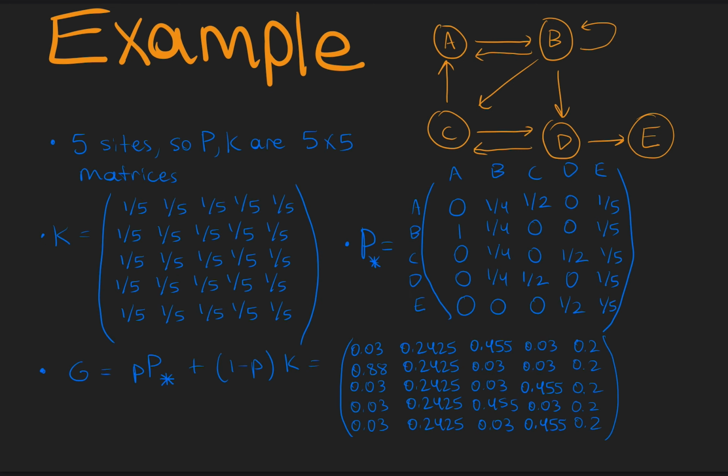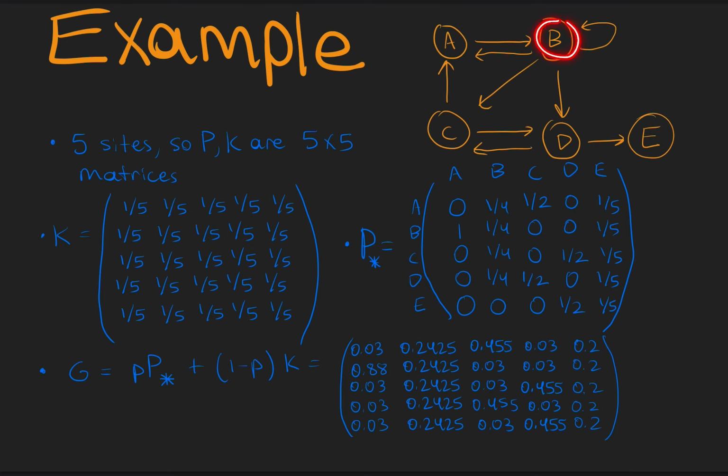So here is our model. We have 5 sites, as I mentioned. So P and K are going to be 5 by 5 matrices. Let's look at P star first. So let's first take a look at website A. If you notice, website A only links up to website B. Sure, it links up to B and C like this as well, but website A contains a link that only goes to B. So that's why we're going to put a 1 here and zeros everywhere else.